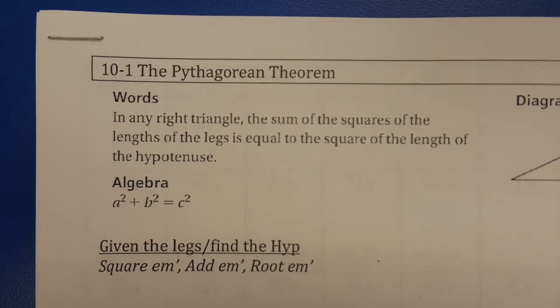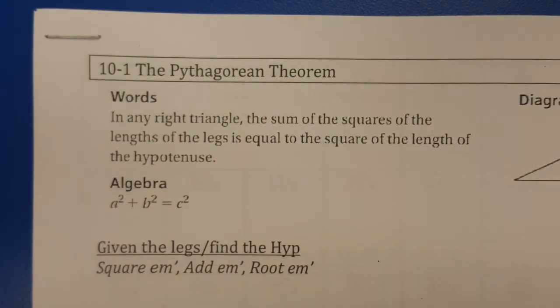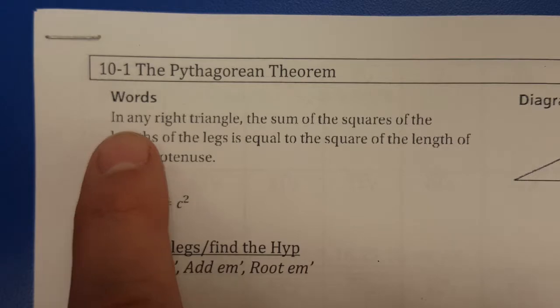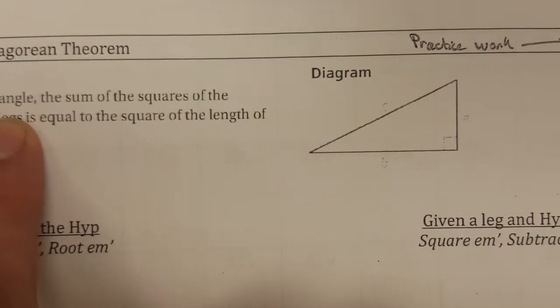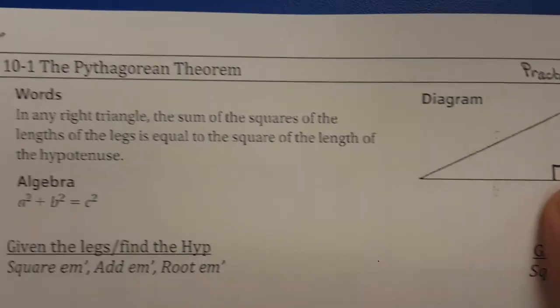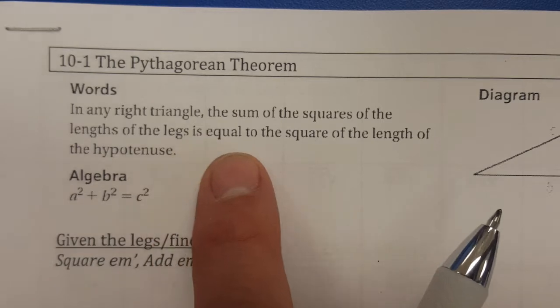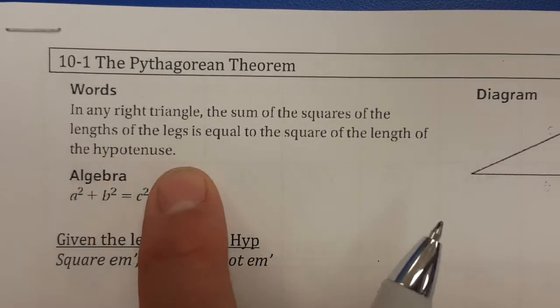We're starting off chapter 10, talking about this thing called the Pythagorean theorem. What is the Pythagorean theorem? Here it is in words. It says any right triangle, like this one, it's a right triangle because it's got one of those little symbols that means 90 degrees. The sum of the squares of the lengths of the legs is equal to the square of the length of the hypotenuse.